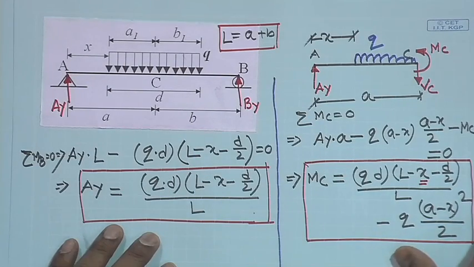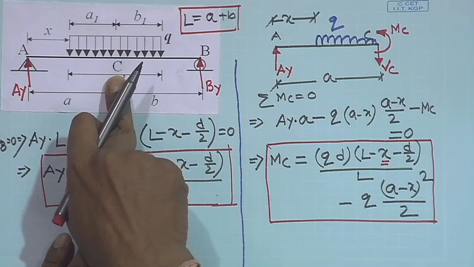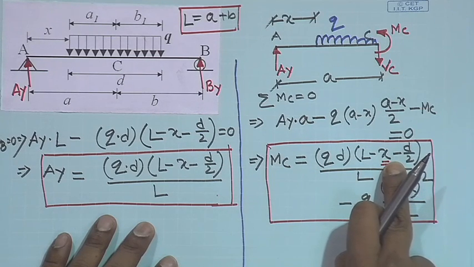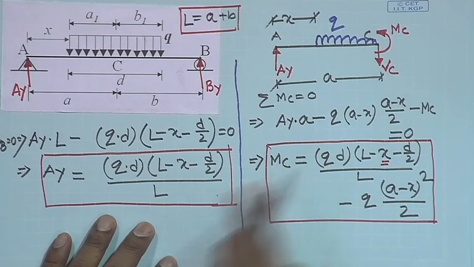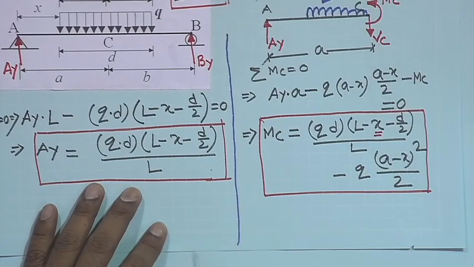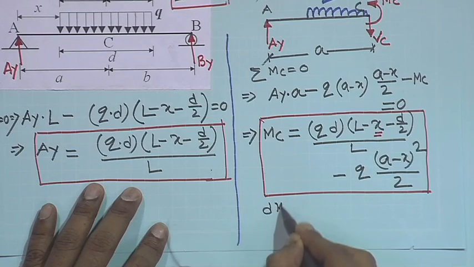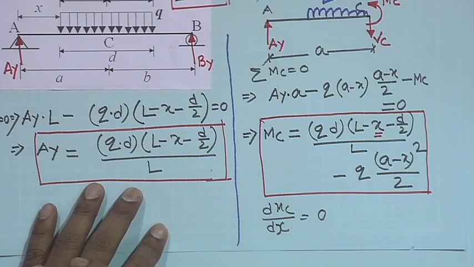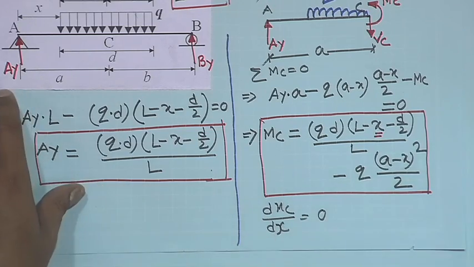So, our problem was, if you remember, we want to find the critical position of the load such that your moment at C is maximum. So, what would be the value of x for which MC is maximum, and how can we determine that? We can determine this by dMC by dx equal to 0. So, let us do that.